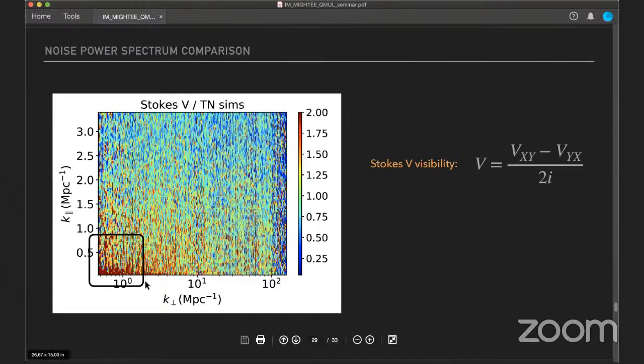in the black box here. This is probably because of the polarization leakage, which is expected at these K values. That's why there is excess power in the Stokes V, which is believed to be polarization leakage, but we still have to look carefully there. Otherwise, if we look at the regions away from this box, there is a good agreement between the Stokes V and the thermal noise simulation. So our model of thermal noise is actually correct.